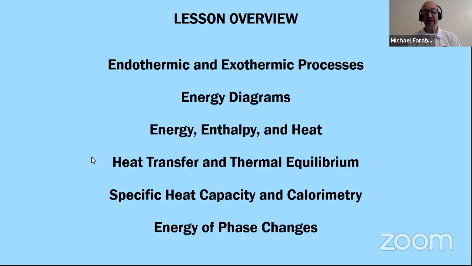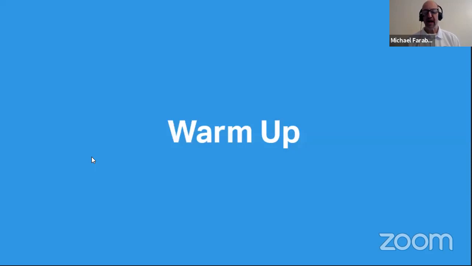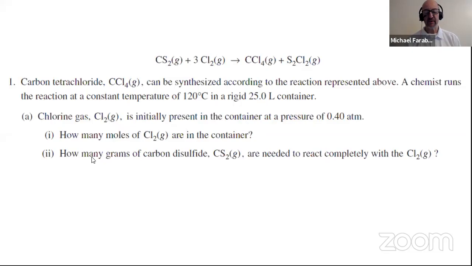So typically before we dive into the content of our lesson, we start with a warm-up problem, and this would be the homework problem, the AP Chemistry problem that Mr. Byrne assigned in yesterday's lesson. So here we have number 1, it says in part A, chlorine gas is initially present in the container at a pressure of 0.40 atmospheres. And the first part of this question is to calculate how many moles of chlorine are in the container.